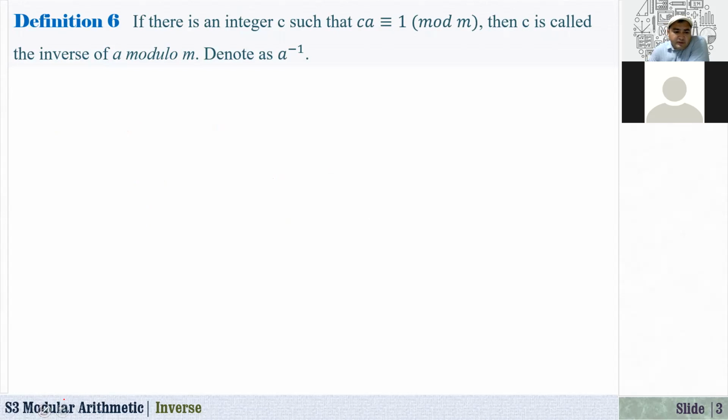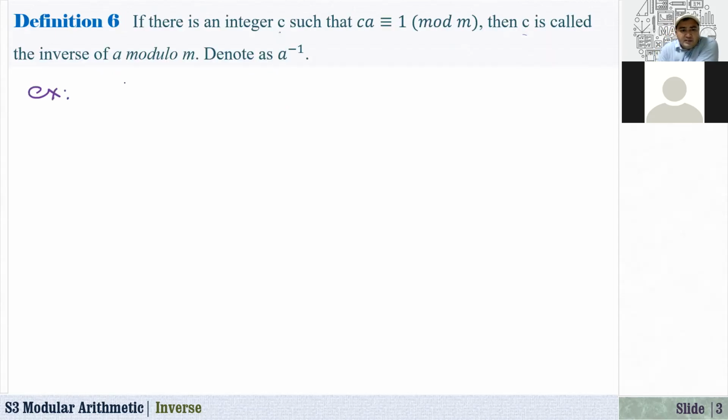If there is an integer C, so we are given some integer C, such that C times A is congruent to 1 modulo M, that means that if you divide C times A by M, the remainder is 1. Then C is called the inverse of A modulo M, and we denote this as A inverse. Here we have the product of two integers. When you divide this by M, the remainder is 1.